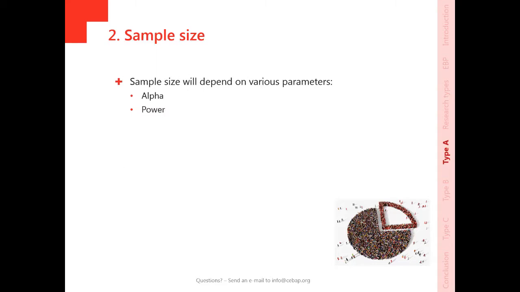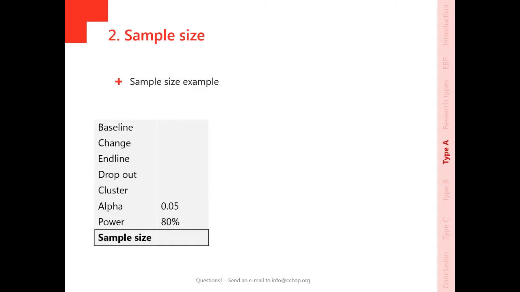Sample size will depend on various parameters, and the first ones that I want to discuss are alpha and the power. Traditionally, alpha is always set at 0.05 when you're comparing two groups or when you're comparing a pre to post study. The power is always set at 80%, or almost always set at 80%. Alpha indicates the level of significance.